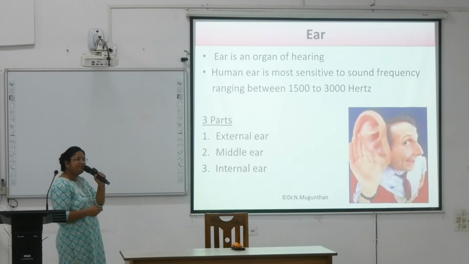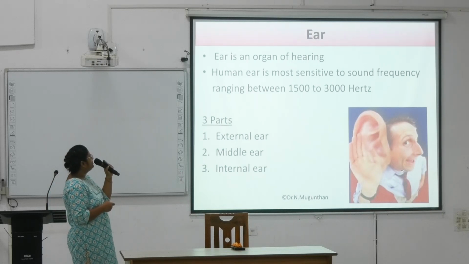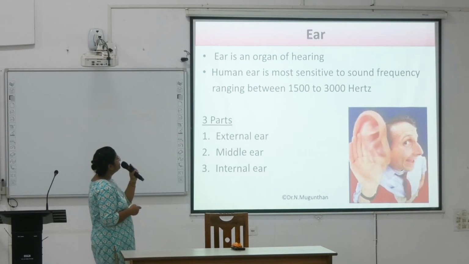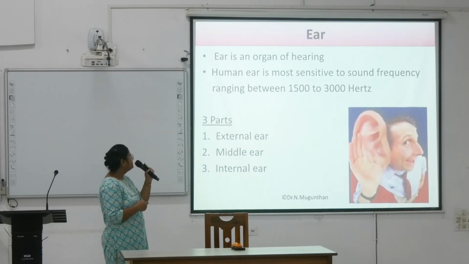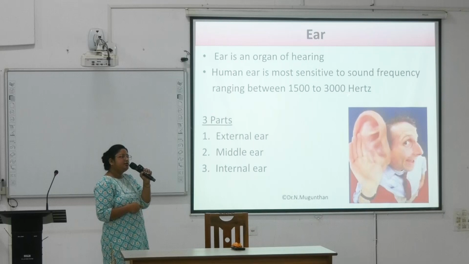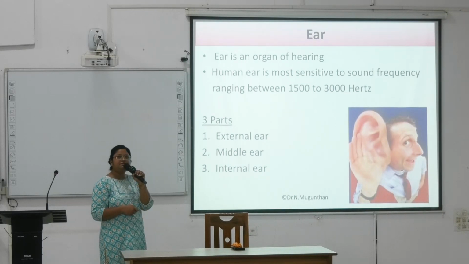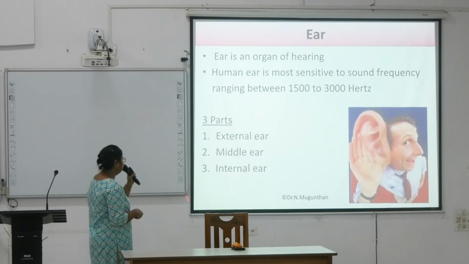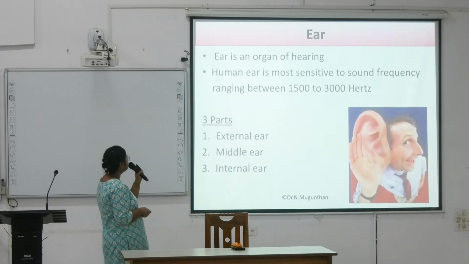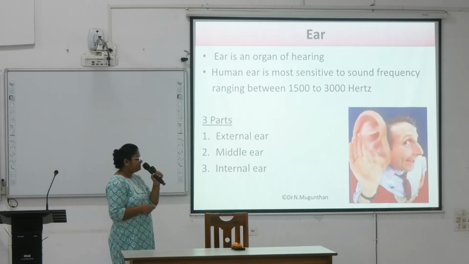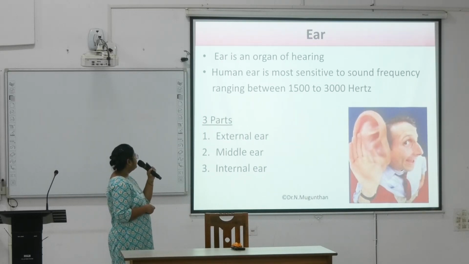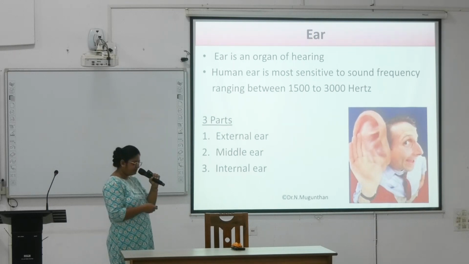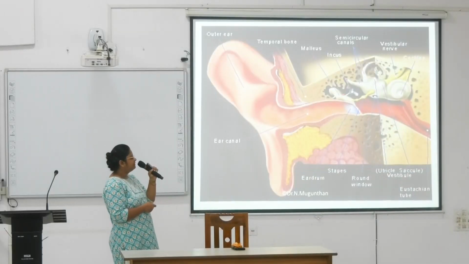discuss the different divisions of the ear. So the ear is an organ of hearing, and the human ear is most sensitive to sound frequency ranging between 15,000 to 3,000 hertz. Okay. These are the three parts of the ear: external ear, middle ear, and the internal ear. Okay. We will see the different parts.